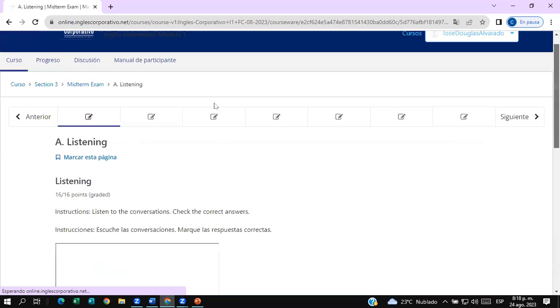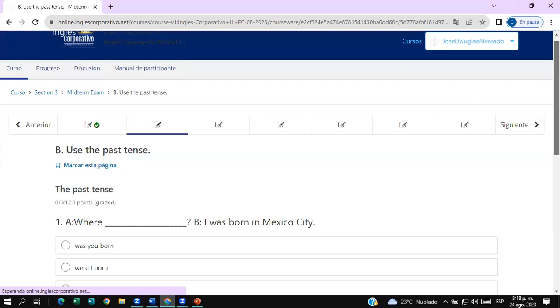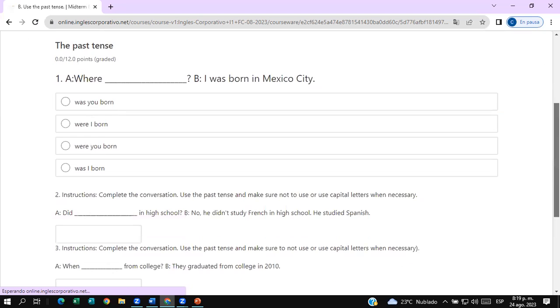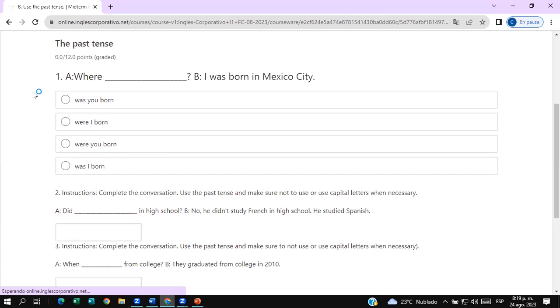Now, let's move forward. The midterm. Use the past tense, it says. So, Vicente, complete the first one. Okay, let's see. Where were I born? Or is it in the third person? Second person. Ah, okay. Where were you born?